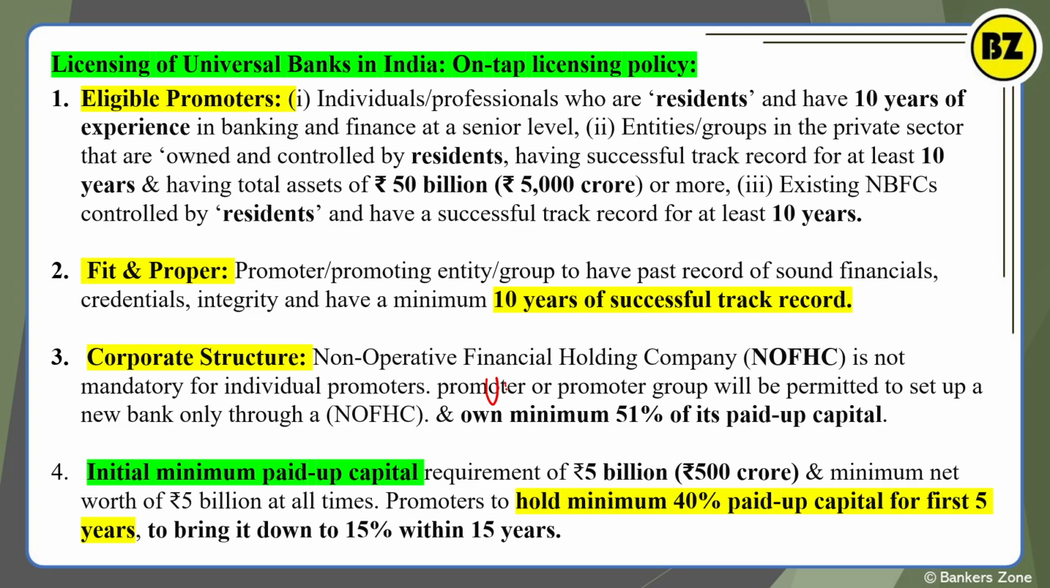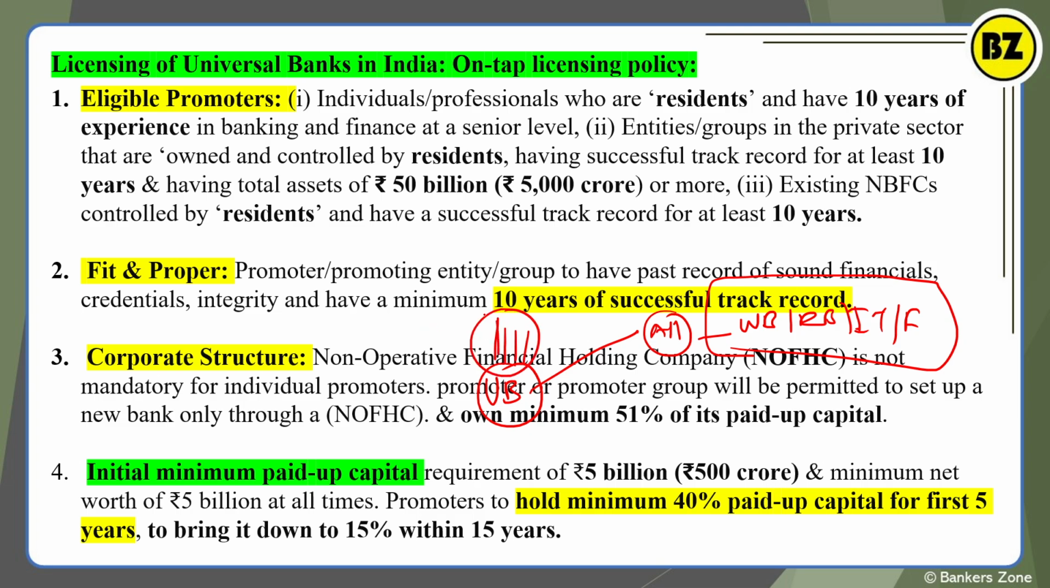Now see, licensing of universal banks in India. What is universal banking? Universal banking means banking where you get all facilities. For example, you have wholesale banking, retail banking, international banking, forex. So you have almost all services and facilities. That is what is called universal banking.